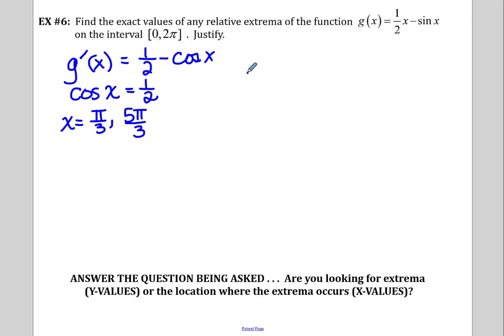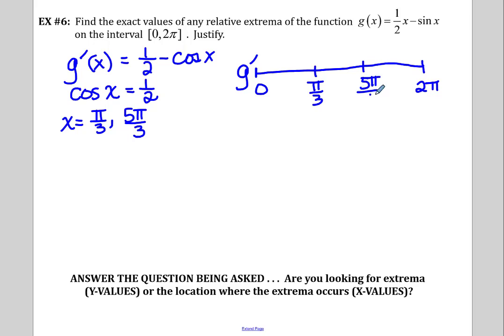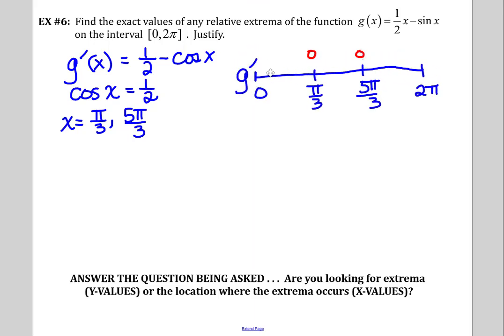And then I've got a derivative test strip. We're going to start at 0 and we're going to stop at 2 pi. But we're breaking up that interval at the two critical numbers, pi over 3 and 5 pi over 3. Now the trig ones get a little more complicated because you have to think about stuff, right? So we're going to test a number. This is my derivative on the top, and the function on the bottom.